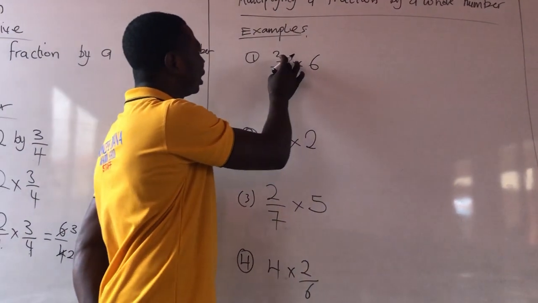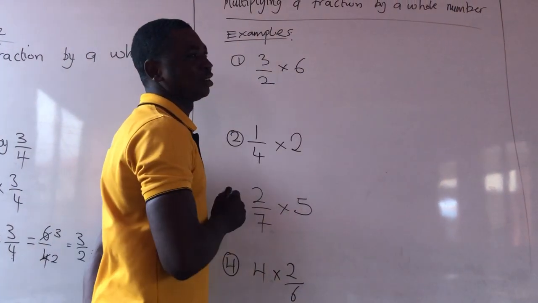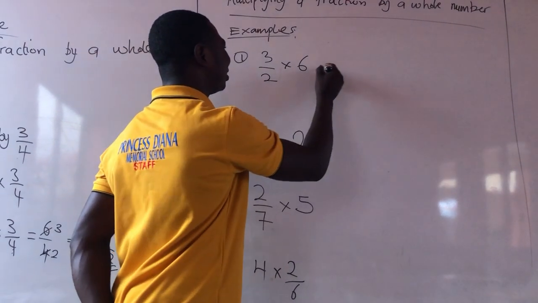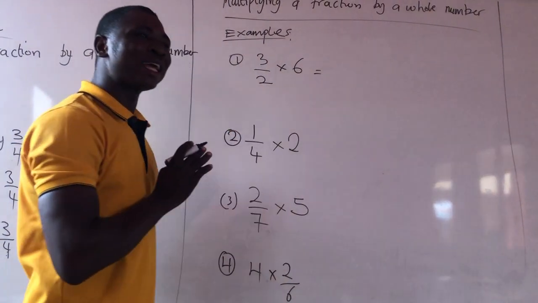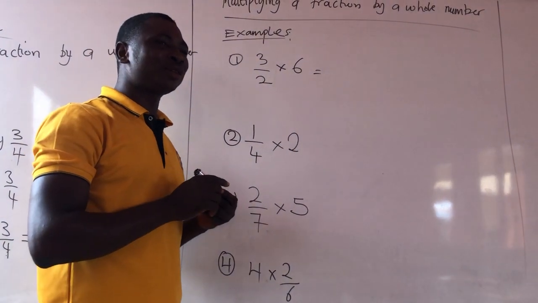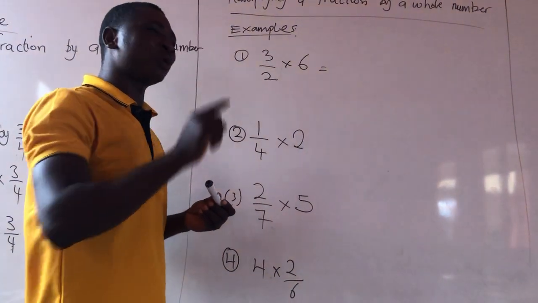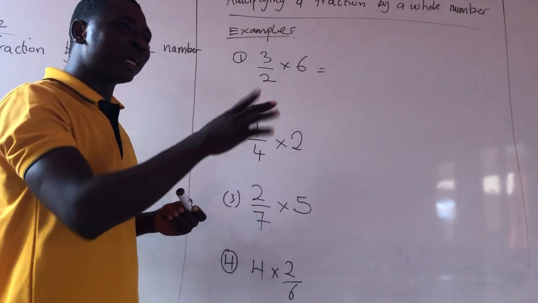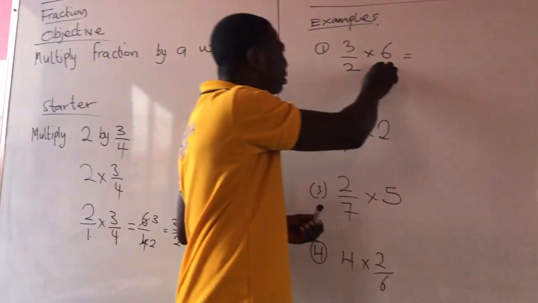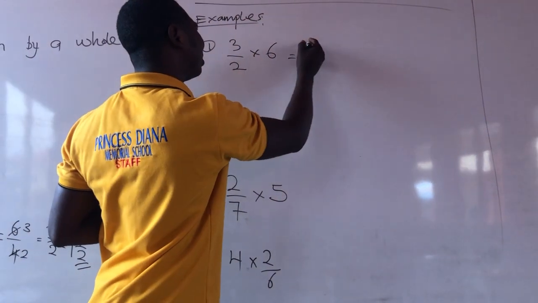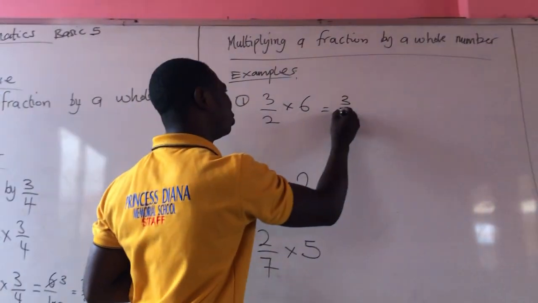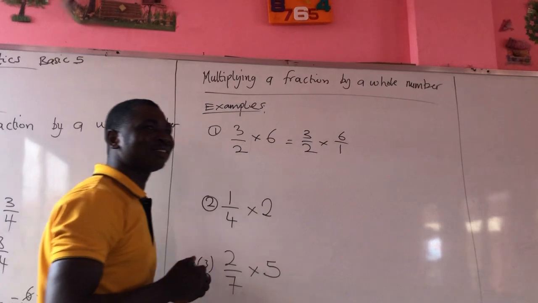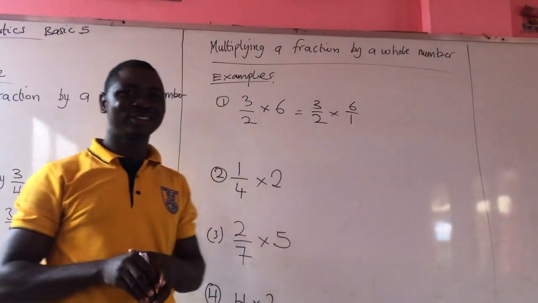So first of all, we have 3 out of 2 times 6. This is a whole number and this is a fraction. So we learned that whenever we see a whole number, 1 is dividing that whole number. Because if 1 is divided by anything, the same thing, that 1 will get everything. Are you seeing it? So we can write this as 3 out of 2 times 6 out of 1. Can we do this? Yes, we can do it.